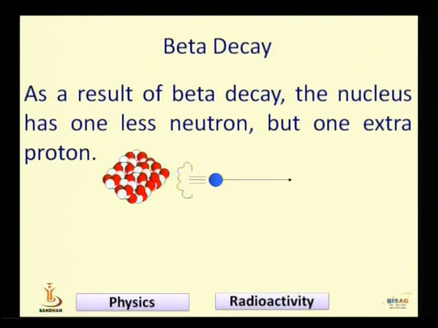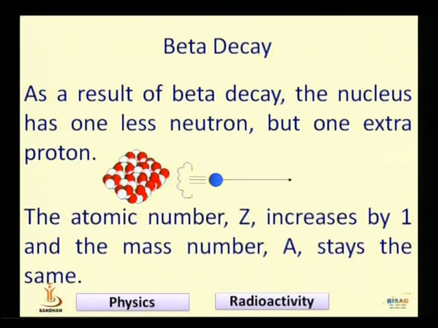As a result of beta decay, the nucleus has 1 less neutron but 1 extra proton. Now, during the beta decay, you will get 1 more proton, but the mass number A will remain the same. Only Z will increase. Now when Z increases, it means the neutrons decrease, but A, which is the number of protons plus the number of neutrons, will remain the same.